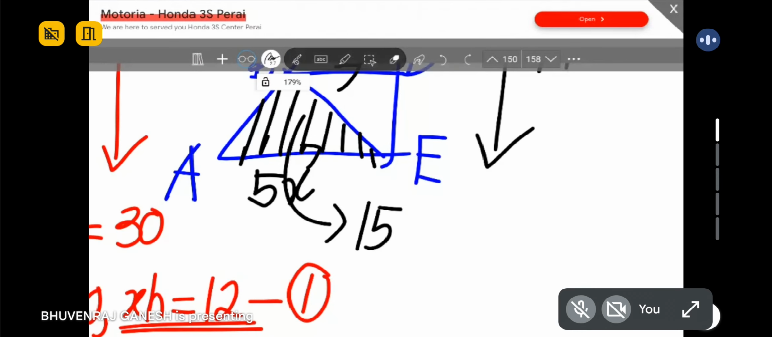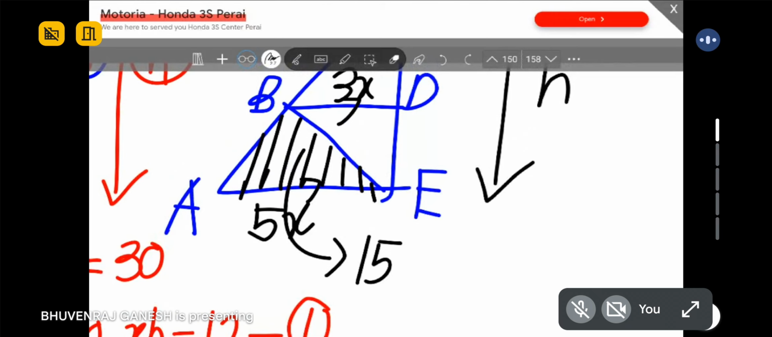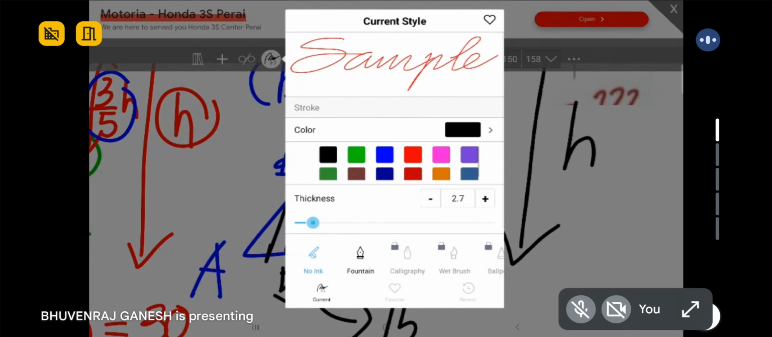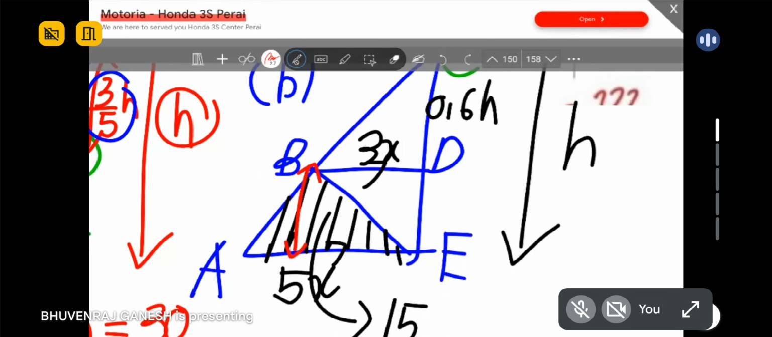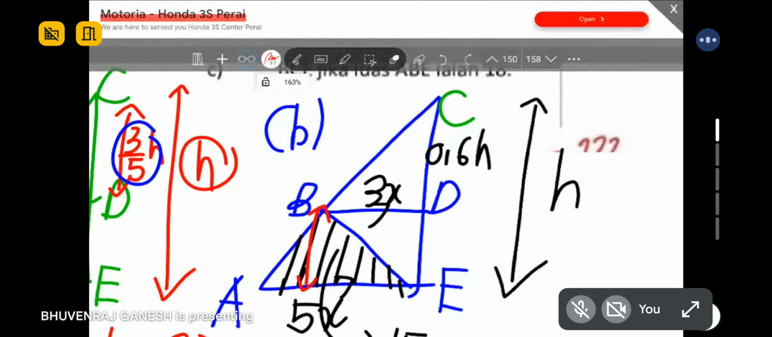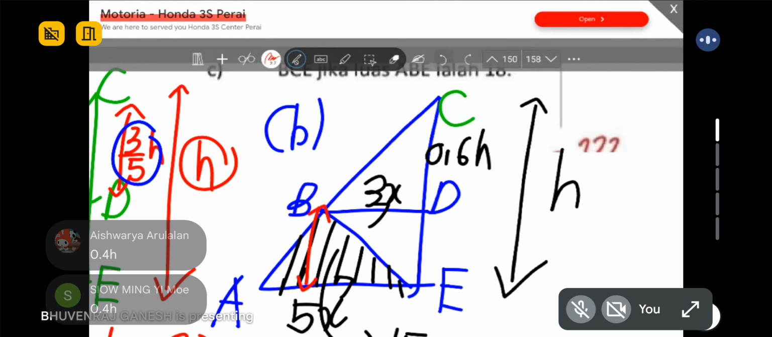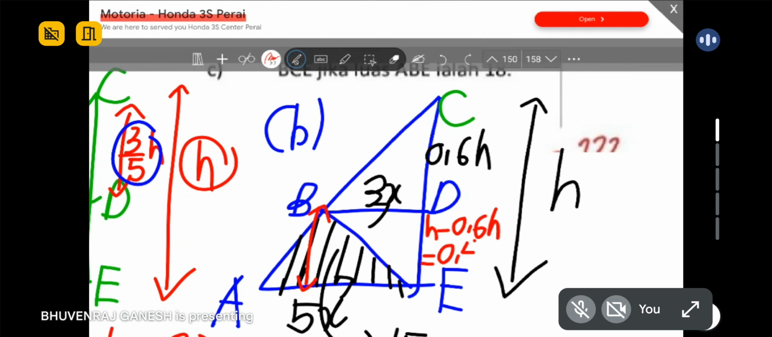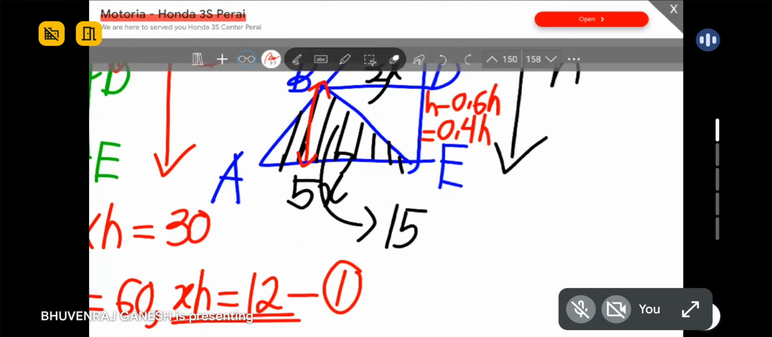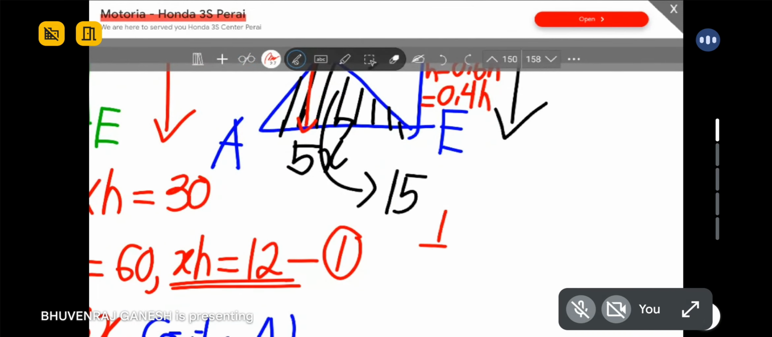Now, first step. You must always start with the triangle that you have information on. Kamu mula dengan segitiga yang ada informasi. So first question. Can you tell me what is the height of this triangle? Apa ketinggian segitiga ABE? Yes, very good. You are taking H minus 0.6H, so you will get 0.4H. It's the height, ketinggian.